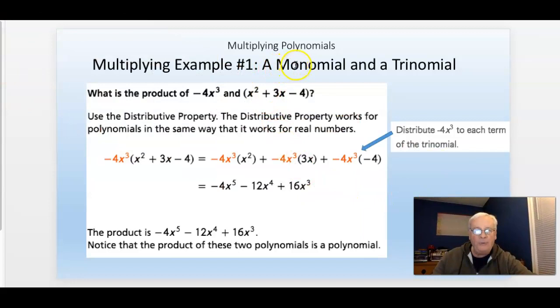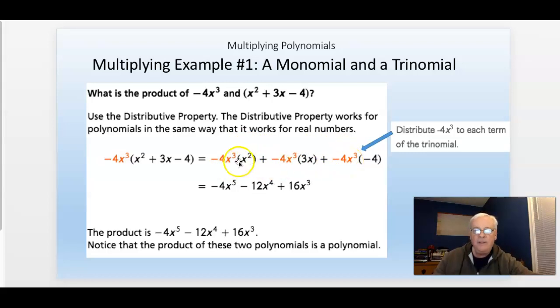First, what's a monomial times a trinomial? All right, so we do one right here. I'm not going to go through the whole thing in detail because I do it in the next video. But what you do is you take this negative 4x to the third and distribute it over all 3 of the terms in the trinomial. You see how we multiply negative 4x to the third times each one of these terms.